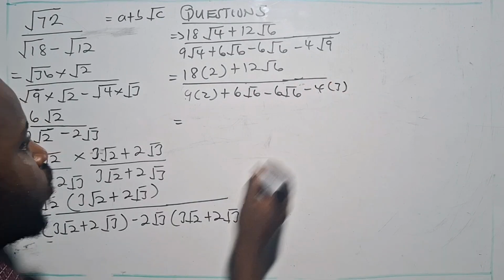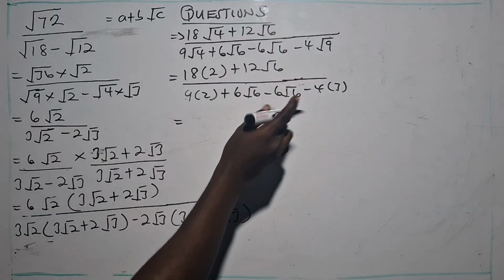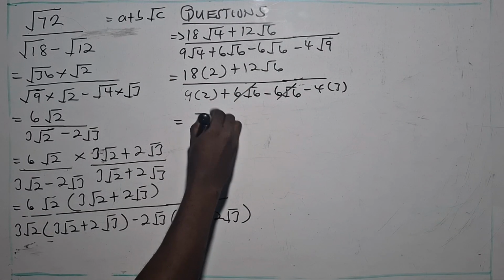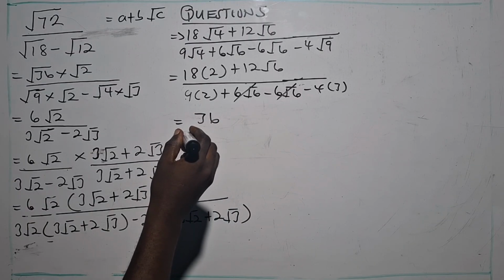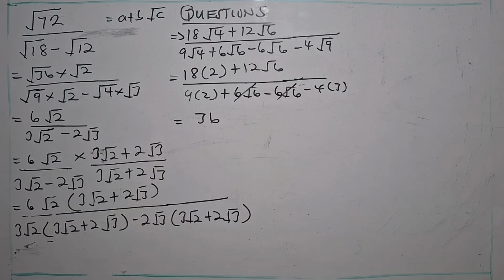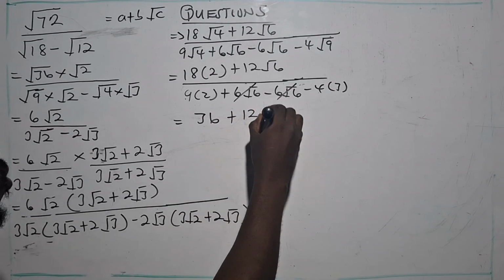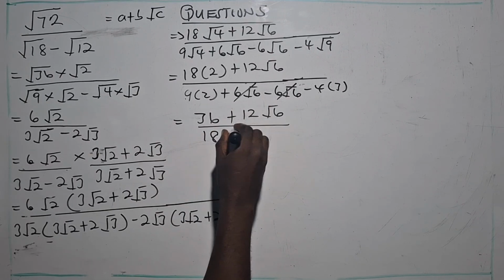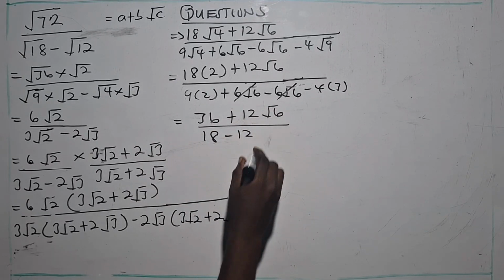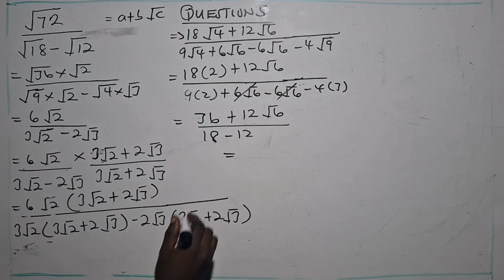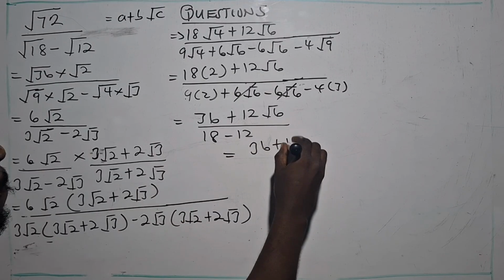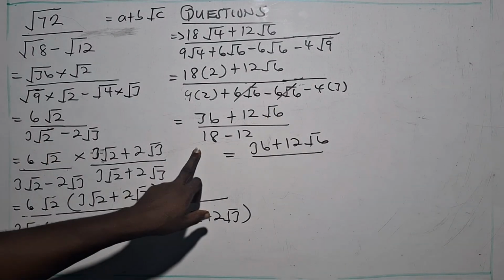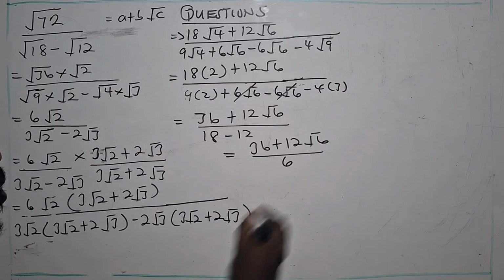4 times this one, 2 is a perfect square, 3. So the top one is going to give me, so this will cancel out this. So 18 times 2 is 36. Yes, 18 times 2. So follow closely. It gives me 36, and this one will give me 12 root 6, all over. Now 9 times 2 is 18, minus 4 times 3 is going to give me 12. So I have 36 plus 12 root 6 all over. Now I have 18 minus 12, which is going to give me 6.